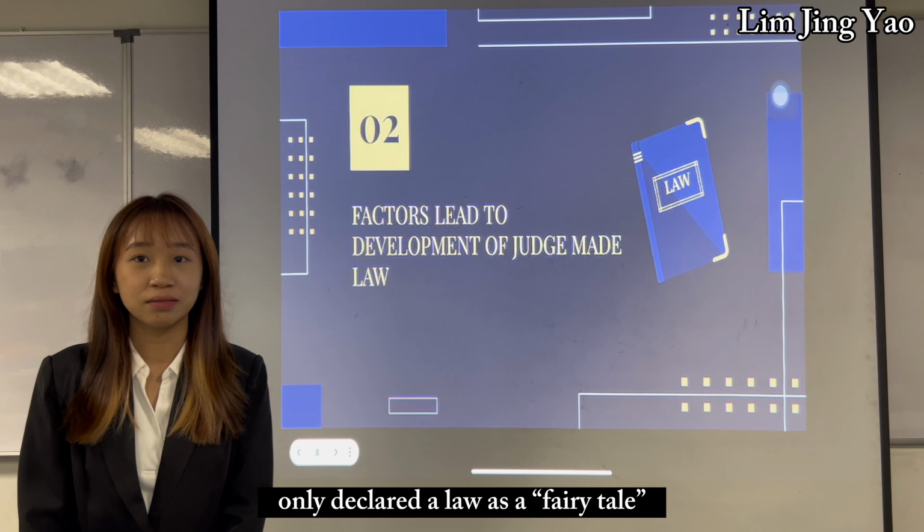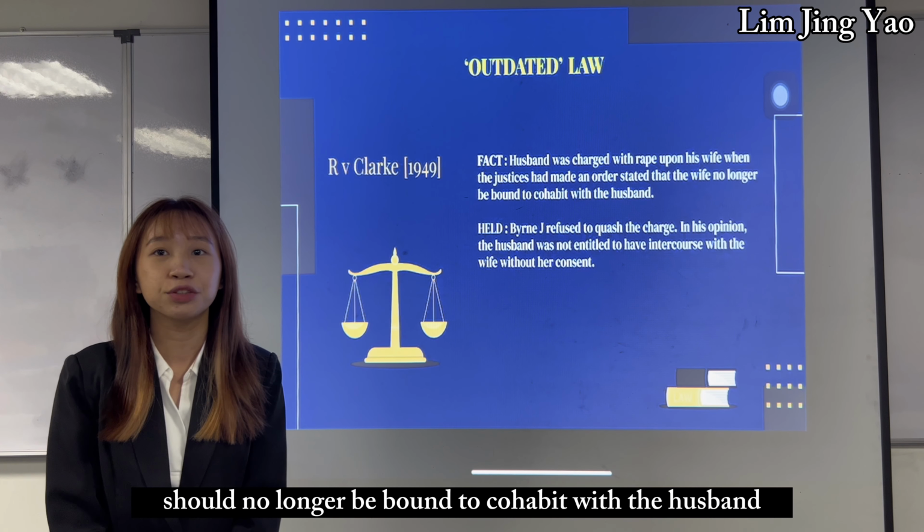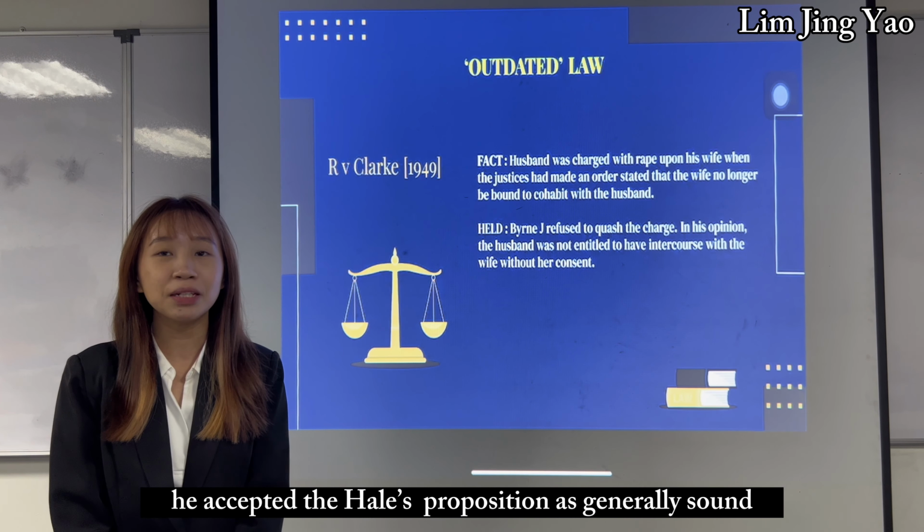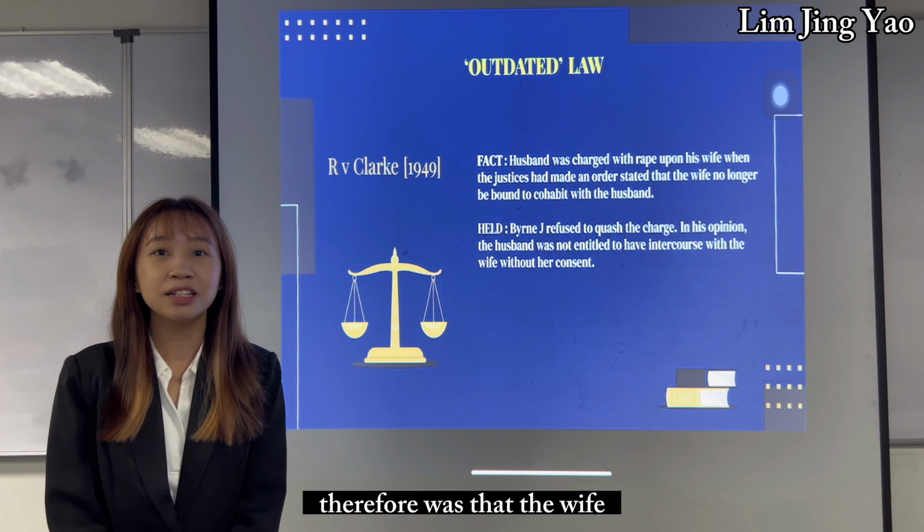In R v Clarke, 1949, a husband was charged with rape upon his wife in circumstances where the justices had made an order providing that the wife should no longer be bound to cohabit with her husband. Judge Byrne refused to quash the charge. He accepted Hale's proposition as generally sound, but said that the position, therefore, was that the wife, by process of law, namely by marriage, had given her consent to her husband to exercise the marital right, but by the further process of law, namely the justices' order, her consent to marital intercourse was revoked. Thus, in my opinion, the husband was not entitled to have intercourse with her without her consent.